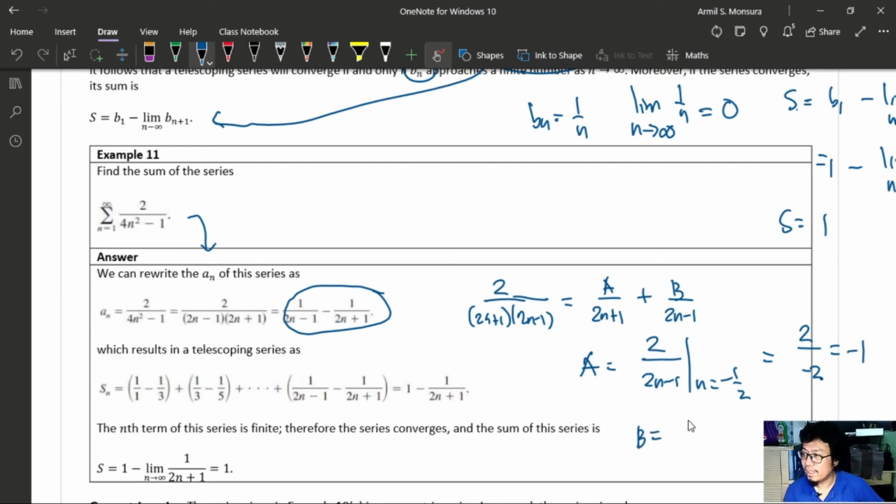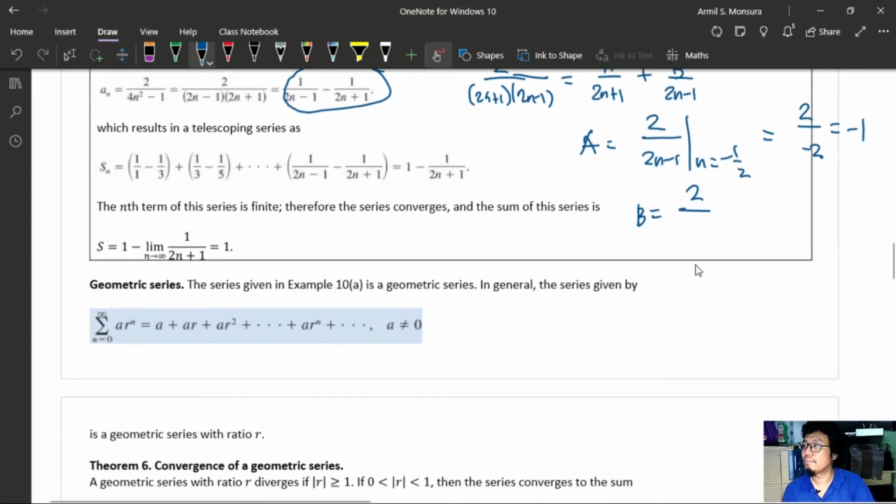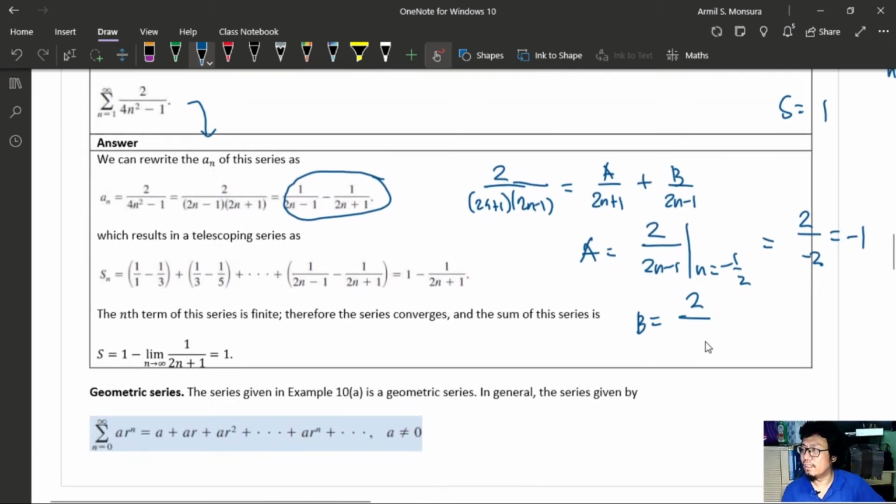While b is computed as 2 over 2n plus 1 with n equals 1 half. Okay. I'm using the cover-up method here. This is equal to 1 half. So 1 plus 1 is 2 over 2. That's 1. So, kaya 1 ito. Okay. So if you actually write out the terms of this sequence, you would actually have this one, which obviously turns out to be a telescoping series. So this is 1/3 plus 1/3. So they cancel each other. Negative 1 here gets to be cancelled out by the next term. So you'll have that one.